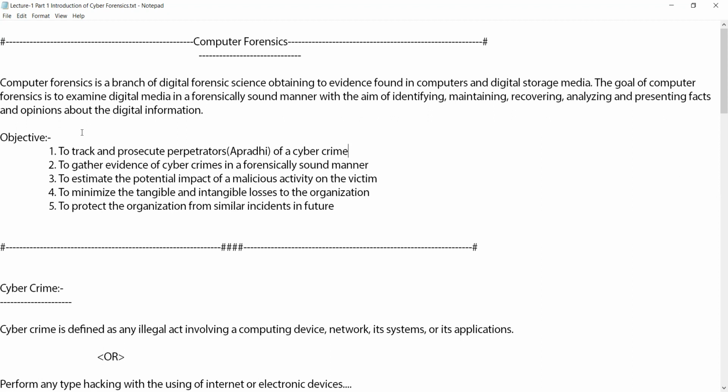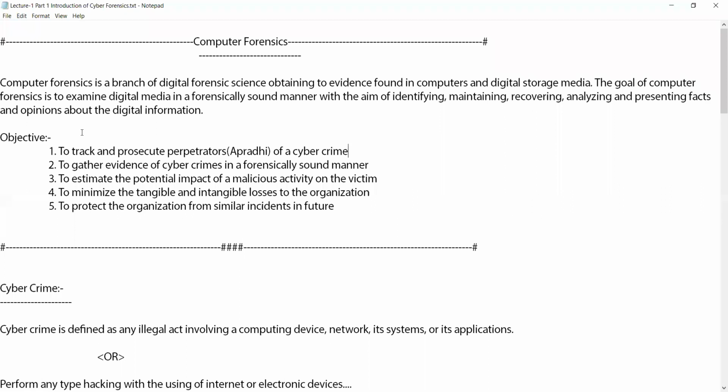And the aim is basically to identify the clues and evidence, to maintain the integrity, to recover the data which is already deleted, and to analyze the things and find out what type of procedure and what type of operations were used on that particular system, and to present facts using presentations for report generation, and opinion about the digital forensics for our colleagues. So this is the complete part which the investigator is doing as computer forensics.